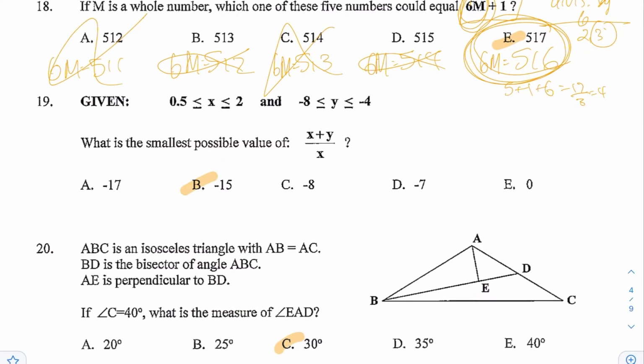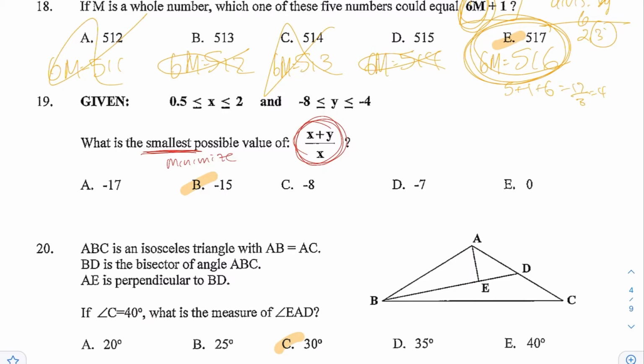Next for number 19, given that 0.5 is less than or equal to x is less than or equal to 2, and negative 8 less than or equal to y is less than or equal to negative 4, what is the smallest possible value of x plus y divided by x? So the smallest possible value means to minimize. Now if you look at the choices, almost all of them are negative. And when you have a negative fraction, this means that either the numerator or the denominator has to be positive, and then the other one has to be negative. So the signs are going to be a little different.